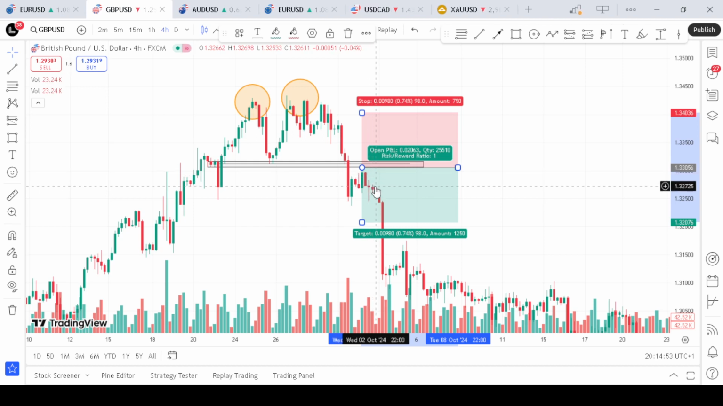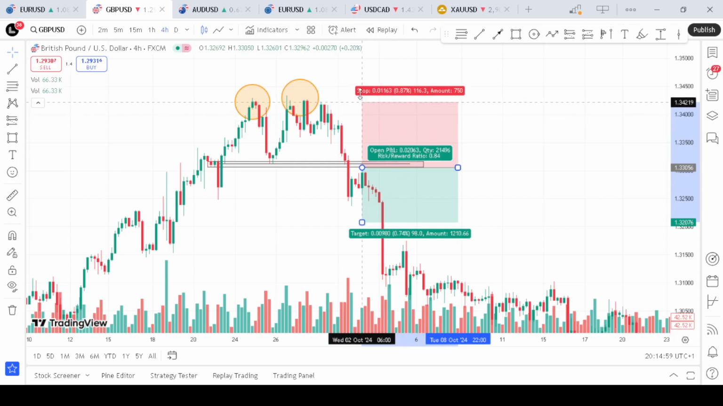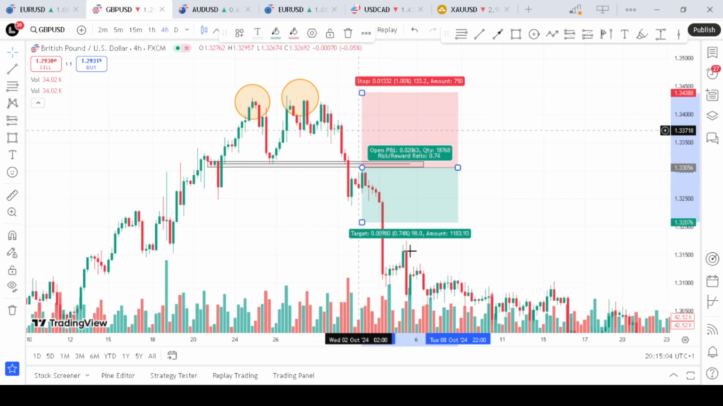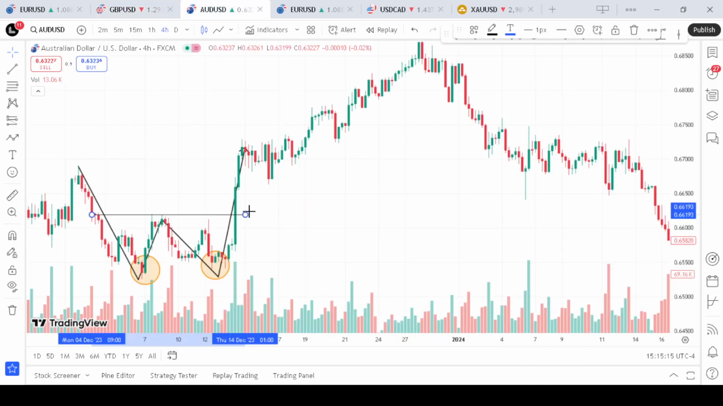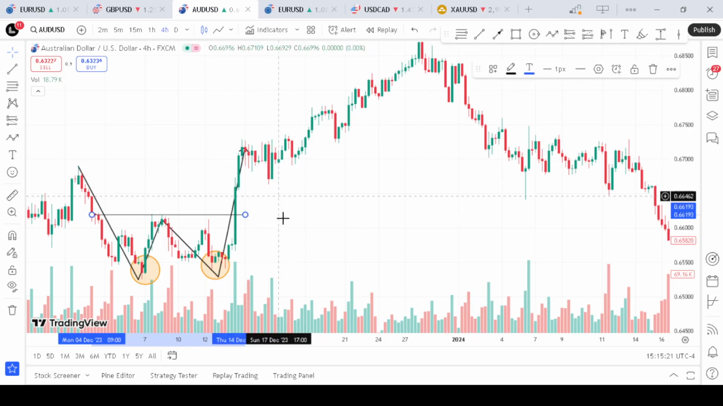Remember, risk management is essential in this strategy. You always set your stop loss just above the second peak in the case of a sell trade, just above this second peak. This is where you set your stop loss. This placement minimizes losses if the market reverses against us. In terms of a buy trade, we would enter the moment. In this example, we can see that price did not really come back to retest the neckline.